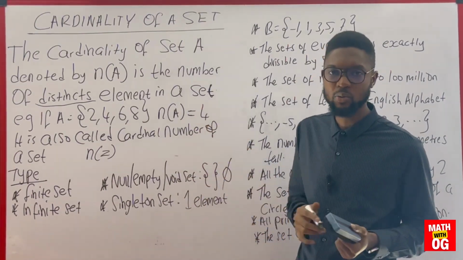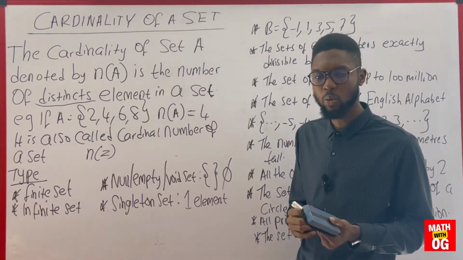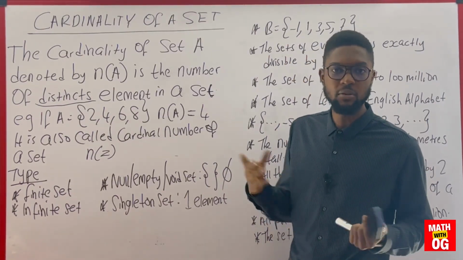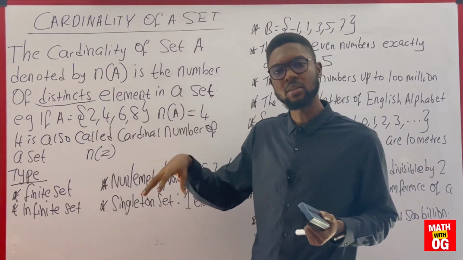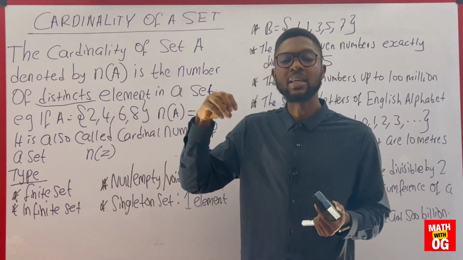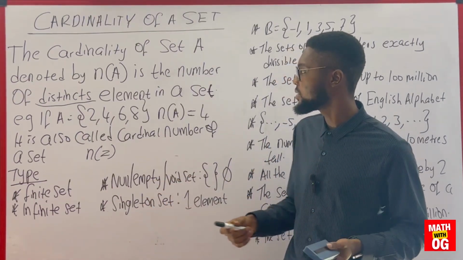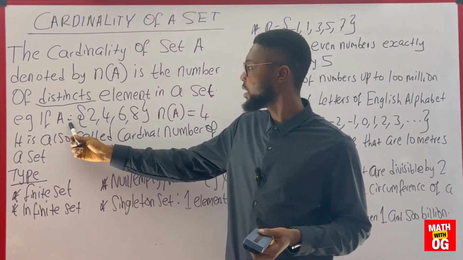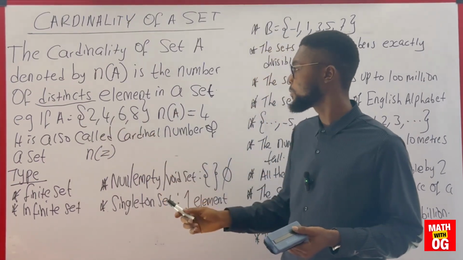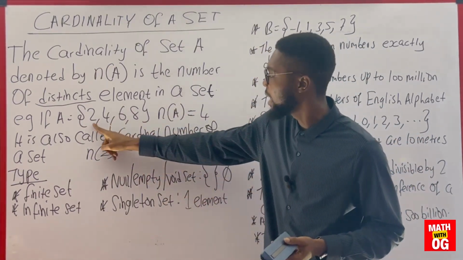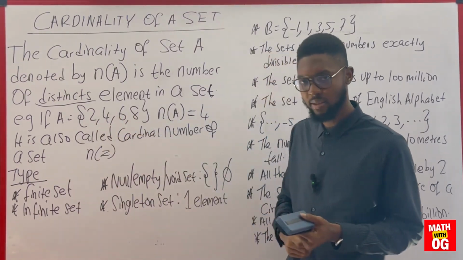Now you will see where that comes into play when we get to equal sets and equivalent sets. Distinct means different elements, so the number of different elements in a set is the cardinality of the set. That's the number of elements you can find in a set. For example, you have a set A equal to {2, 4, 6, 8}. The cardinality of the set is equal to 4. Why is it 4? We have 4 different elements in the set.